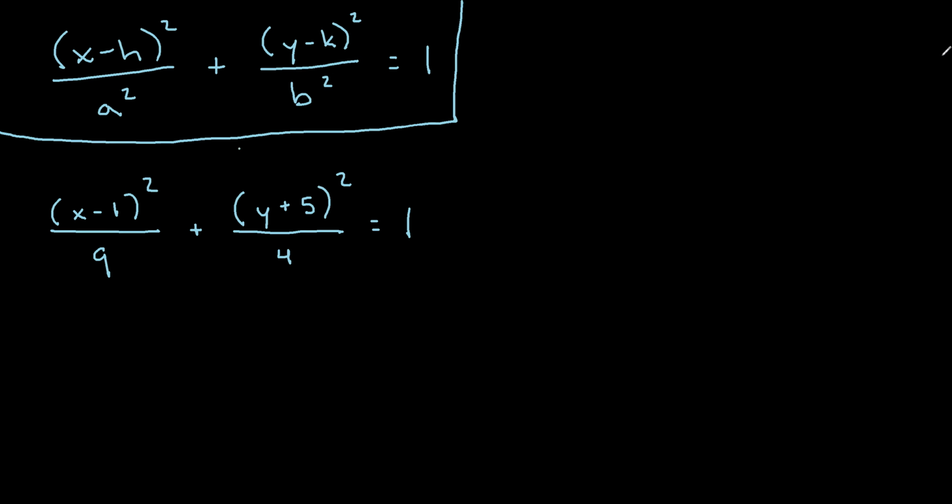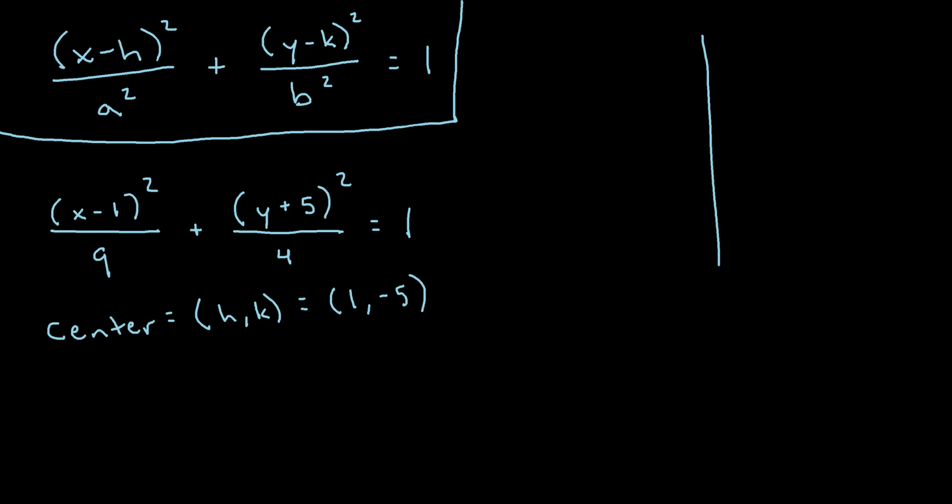So let's take a look at an example. Let's say we have the equation (x minus 1) squared over 9 plus (y plus 5) squared over 4 is equal to 1. Well, we can start by finding the center of this ellipse. And that will be located at the coordinates h, k, where h is the value being subtracted from x. So h is 1. And k is the value being subtracted from the y. So that would be negative 5, because we must subtract a negative 5 in order for this term to be a y plus 5. So we'll write negative 5. So that's the center of our ellipse.